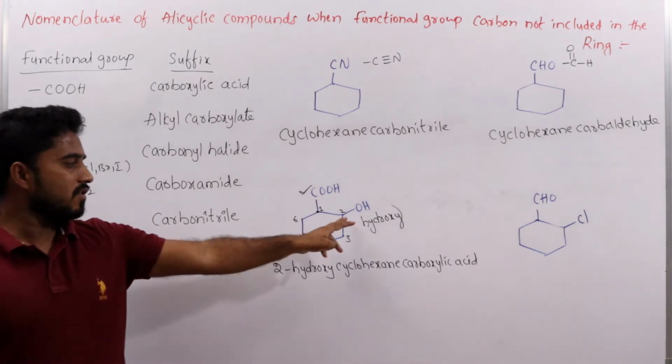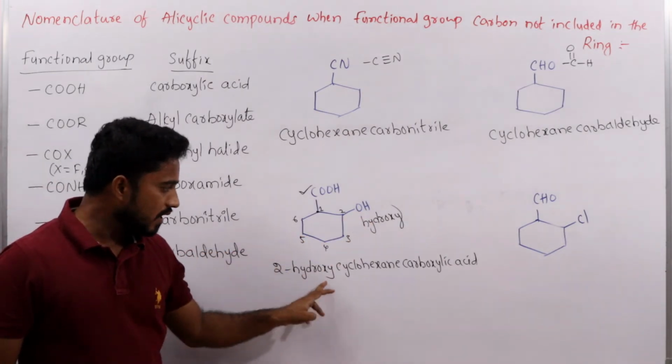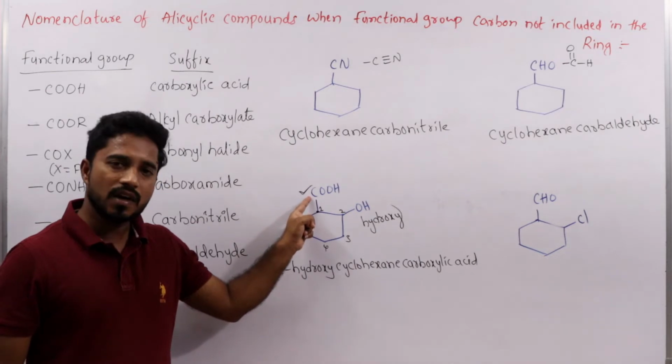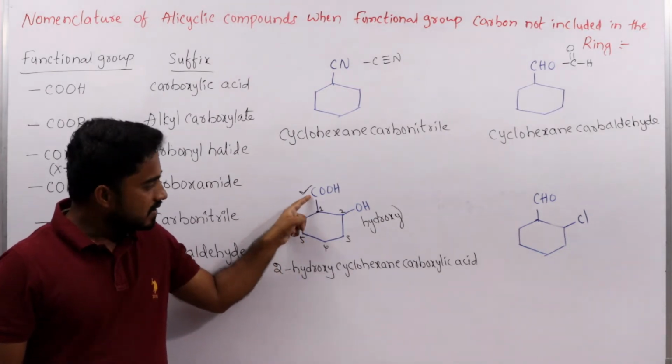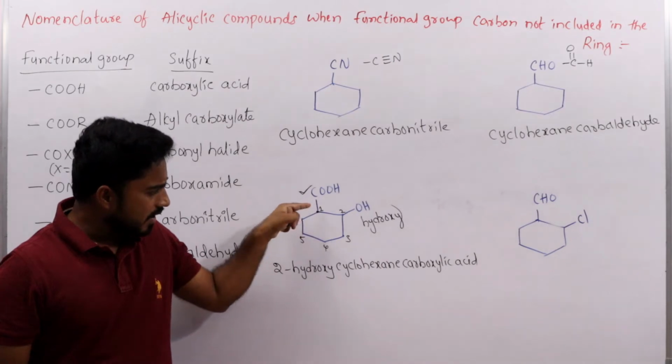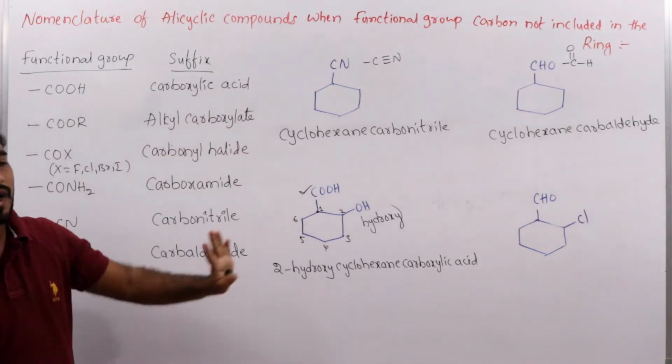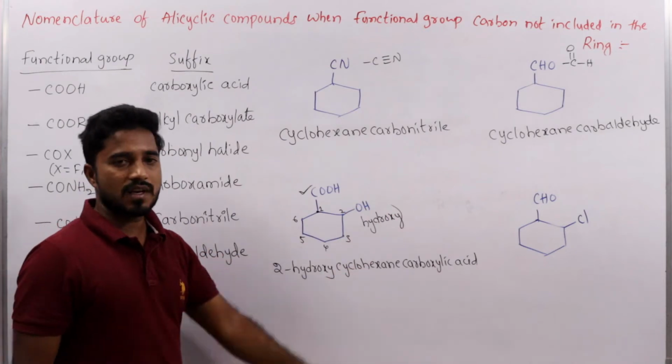At second position OH group is there, that's why 2-hydroxy, the cyclohexane ring, then cyclohexane ring bonded to the COOH. When the functional group is not included in the ring, that's why we are using a special suffix, that is carboxylic acid. So let us see the next example.